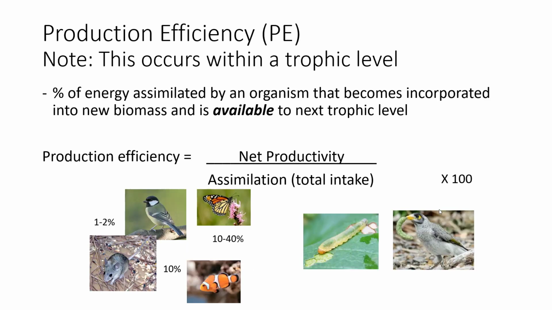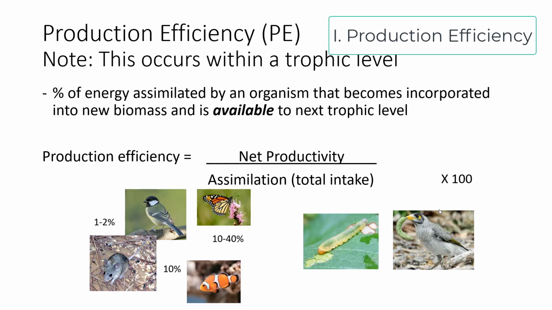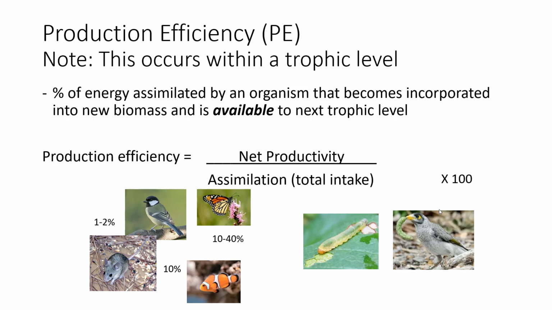First off is production efficiency. This is what occurs within a trophic level if you're taking an organism and seeing how much energy is assimilated and becomes new biomass being available to the next trophic level. So that is, remember, measured as biomass. The production efficiency is equal to the net productivity divided by assimilation. So how much an organism eats is assimilation. How much an organism converts into its own biomass is net productivity.